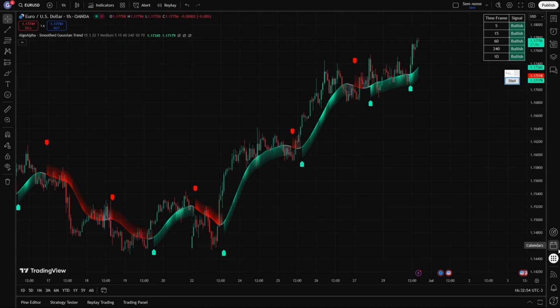Additionally, the intensity of the band's color changes according to the volume. The lighter the color, the greater the market participation. This helps avoid trading during periods of low liquidity.